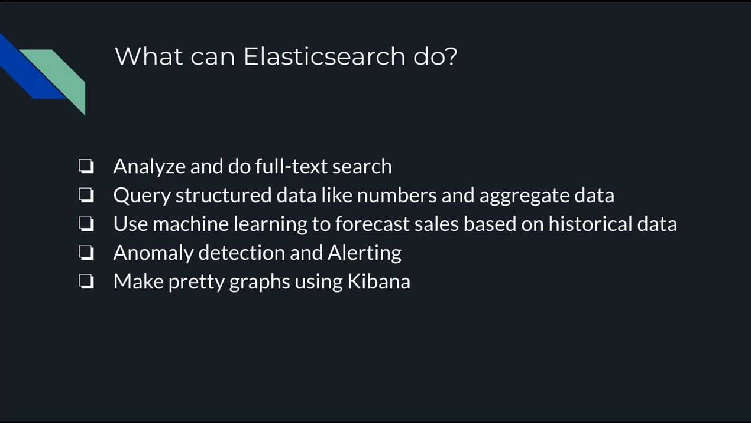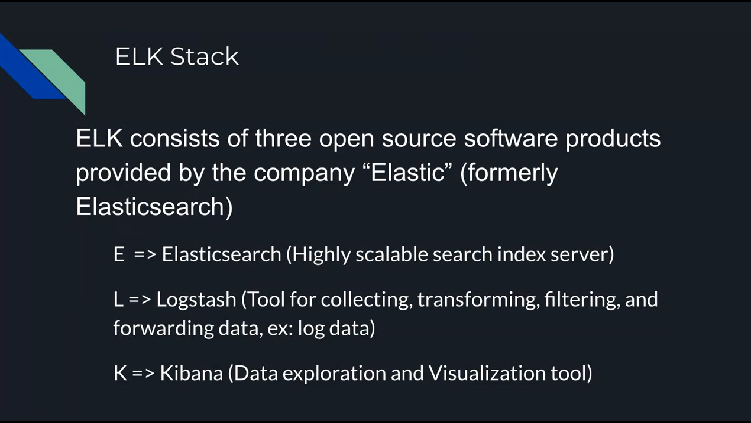Say you have an e-commerce site that does well, and then come Black Friday or Christmas time, the sales go through the roof. So machine learning can learn the pattern, observe the pattern, and then predict that, okay, going by your past history, the sales have been like this. So you can expect a spike here or here, depending on how it has done in the past and things like that. And we've talked about anomaly detection and alerting, and then it can make pretty graphs using Kibana.